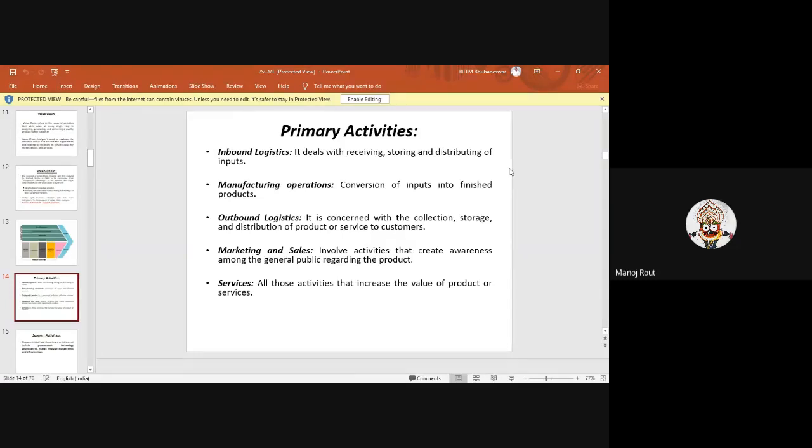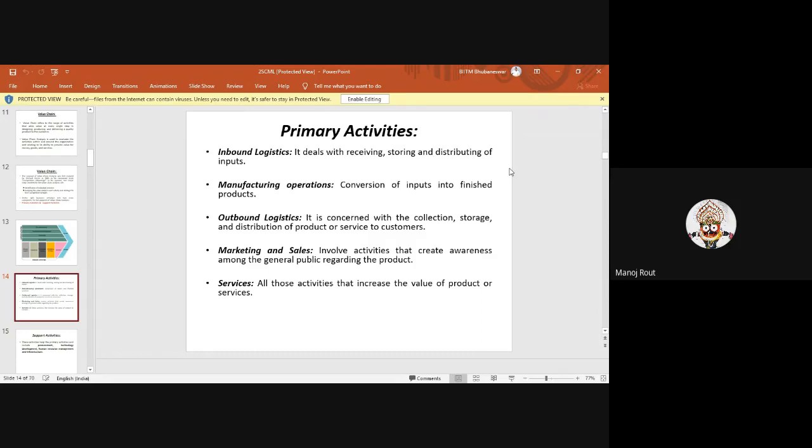The next part is outbound logistics. It is concerned with the collection, storage and distribution of product or service to the customers. Outbound logistics is beyond the organization. It starts from the outbound storage of the company to the different distribution centers through different modes of transportation, and finally it reaches the customers. In outbound logistics, the most important thing is that sales after service or distribution after service is provided.